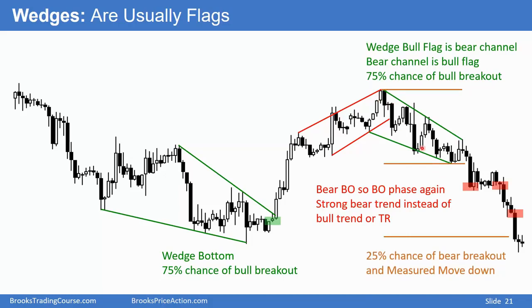We have a wedge, bull flag, and got a bear breakout. You have to be thinking that it might fall for a measured move down, which it did. So this is a reasonable location to take at least partial profits. And you can see some buying here. It's also around the prior low, another reason to take partial profits.